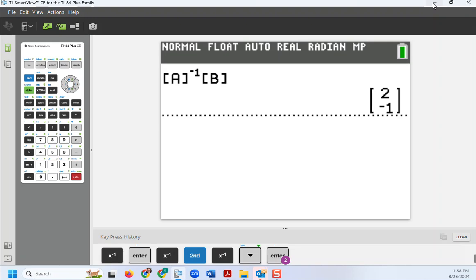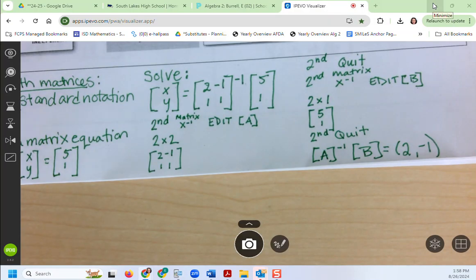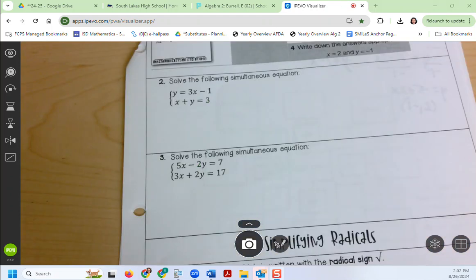So we have 2 practice problems. I don't mind if you do them both with graphing. I don't mind if you do them both with matrices. I don't mind if you just say, well, actually, it's just as easy to do by hand. I'm going to do it by hand. Whatever you choose is fine with me, okay?